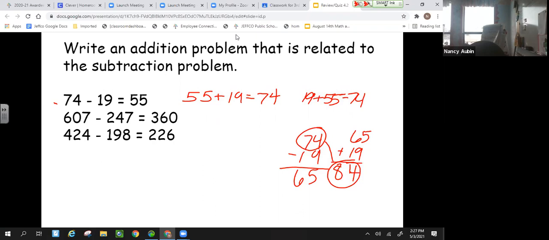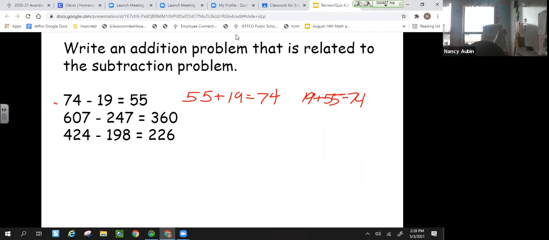You can use addition to check your subtraction. You can use subtraction to check your addition. It should be the same. What did I do wrong? Is 4 minus 9 5? No, I didn't cross out the 7 and make a new group. It should be 14 minus 9 is 5. 6 minus 1 is 5. And then if I would have added 55 to 19, I would have gotten 74. So that's a good reason to know that addition and subtraction are related. You can check your work with that.